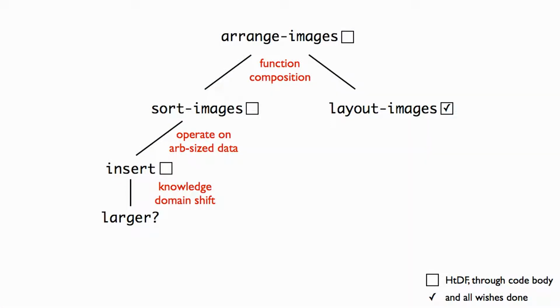Turning again to this overview diagram, where we're at is that arrange images is done, but it's waiting for sort images to be done. But sort images is done, except it's waiting for insert to be done, and insert is waiting for larger to be done. So arrange images, sort images, and insert are fully coded. But until larger is done, we can't really be sure that those other functions are done. And larger is what we're going to do in the next video.